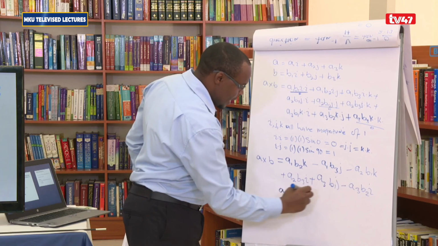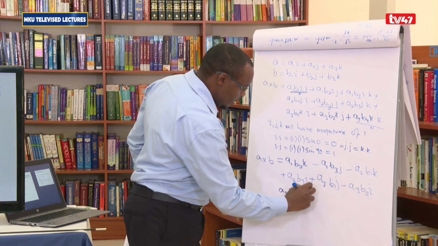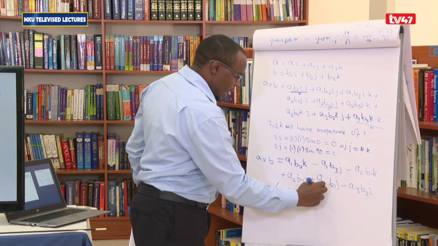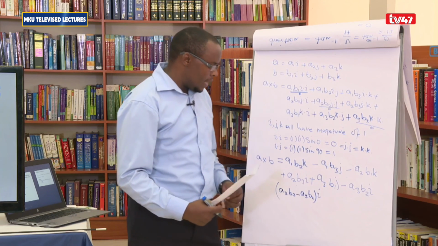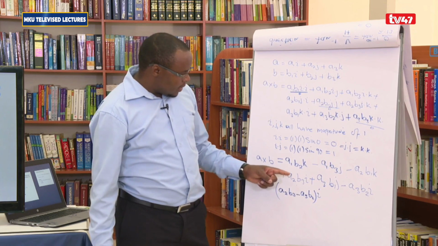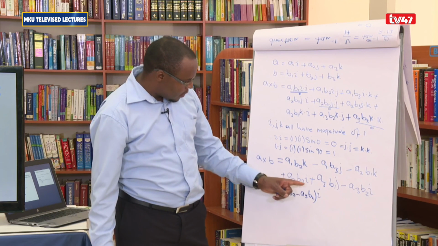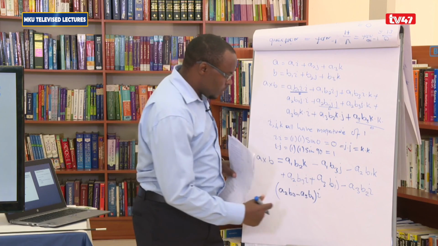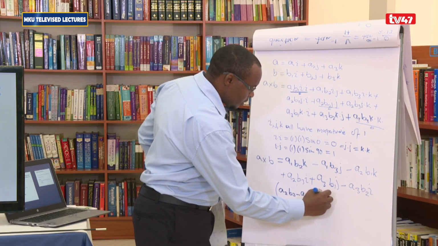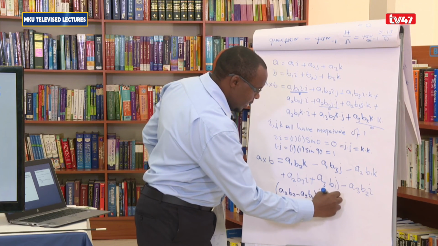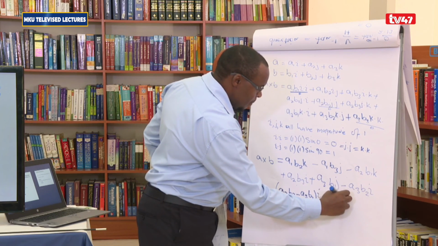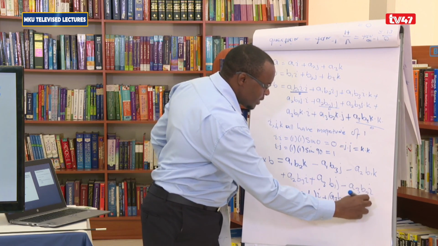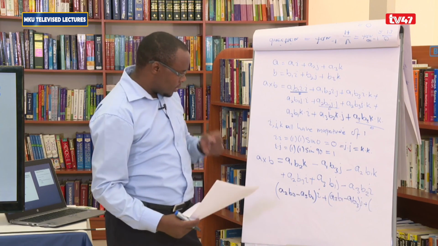A2B3 minus A3B2, that is going to be I, and then for J we have the positive one is this one, and here this is negative one, and therefore this is positive, A3 B1 minus A1 B3, that is J, and then plus the last one, which is K.